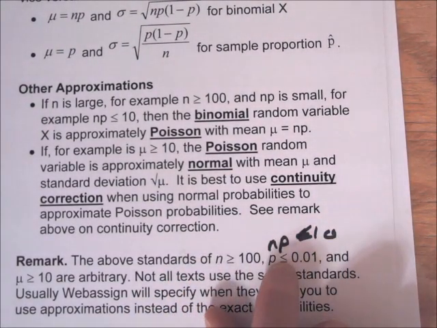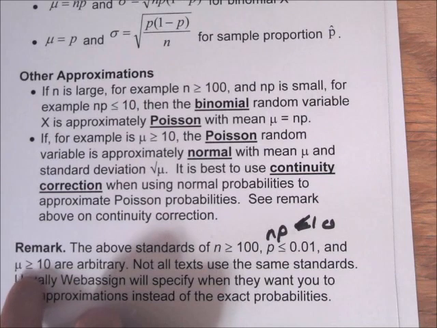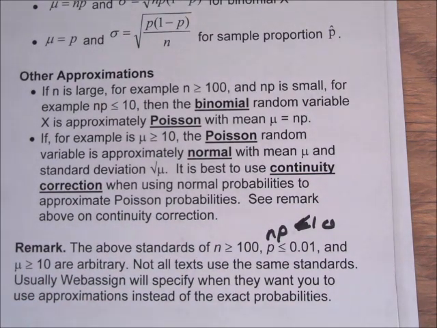Yeah, some books use p less than or equal to 0.01. Our book uses np less than or equal to 10, n greater than or equal to 100, and mu greater than or equal to 10, but not all books use the same standards. Usually WebAssign will specify when they want you to use approximations instead of the exact probabilities.